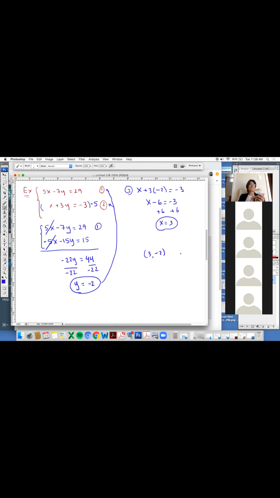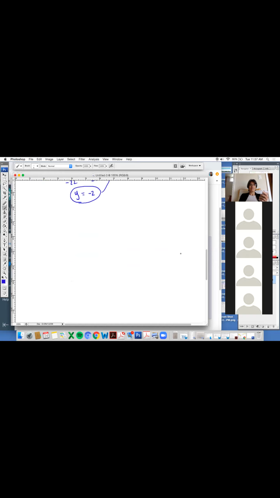All right, so let's see. I'm going to find one where you have to multiply both equations. Let's see. Yeah, I found one. Okay. Here's the last example today.